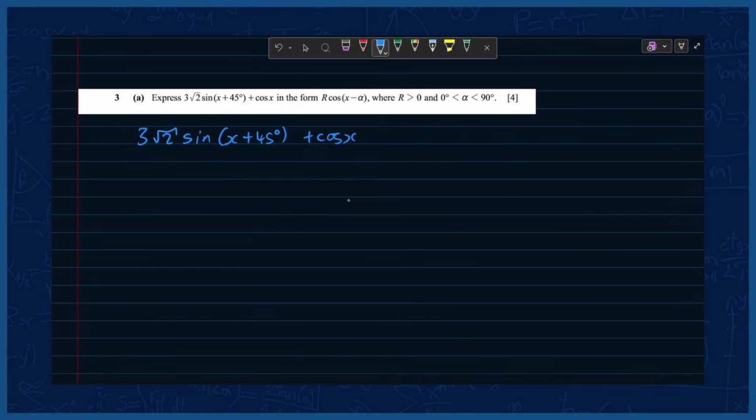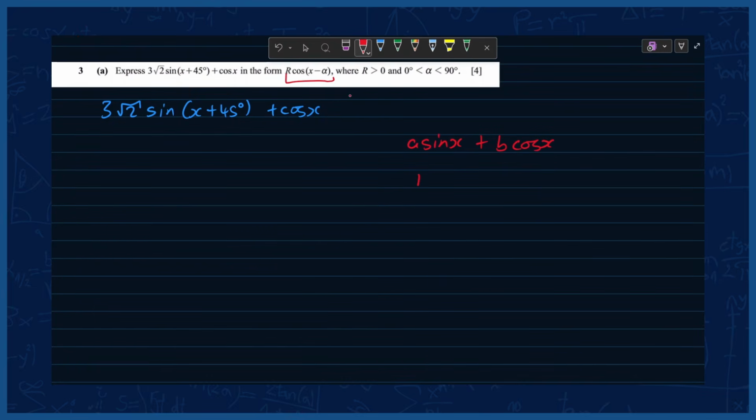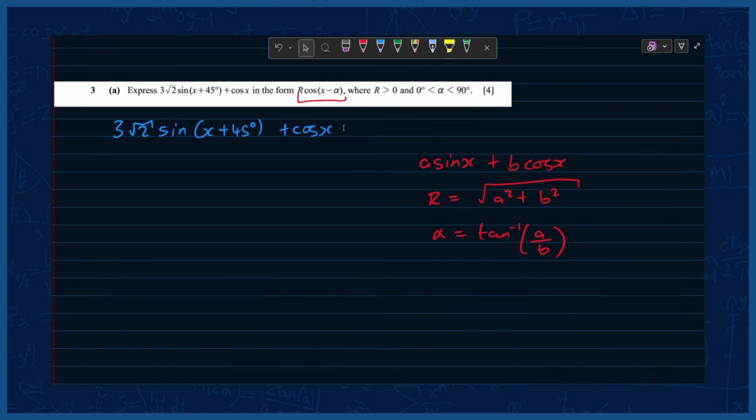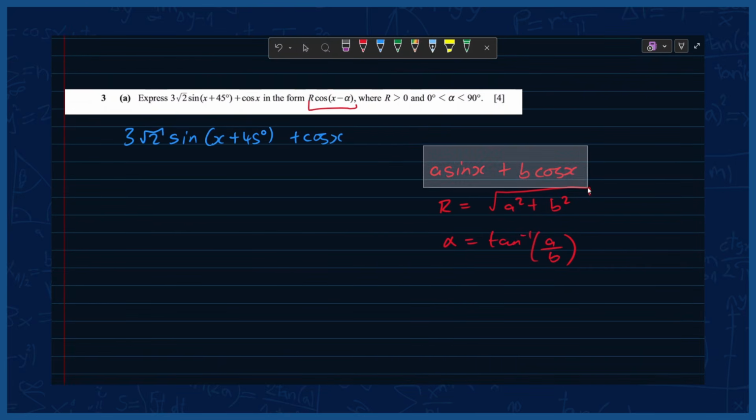For us to be able to express this expression in the form r cos(x minus alpha), we first need it in the form a sine x plus b cos x. Because once we get it in this form, I know that my r is just going to be the square root of a squared plus b squared, and I know my alpha is going to be arctan of a over b. So our goal is to see if we can reduce our expression into the form a sine x plus b cos x, so we can get rid of a and b and just use the formulas below.